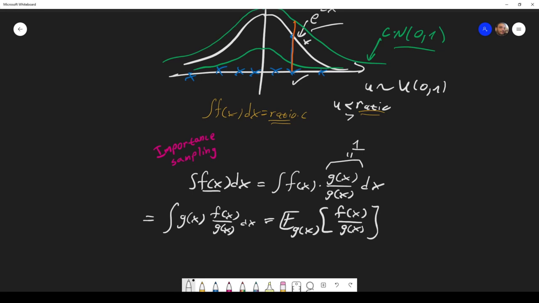Now, how do you estimate a mean like this? Well, you draw from g of x and you calculate the sample average of the function that you are looking for, in this case f of x divided by g of x. So you calculate the mean of f of xi divided by g of xi, where each xi is drawn from g of x.